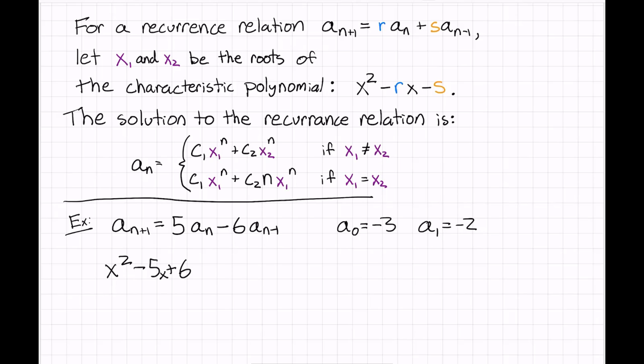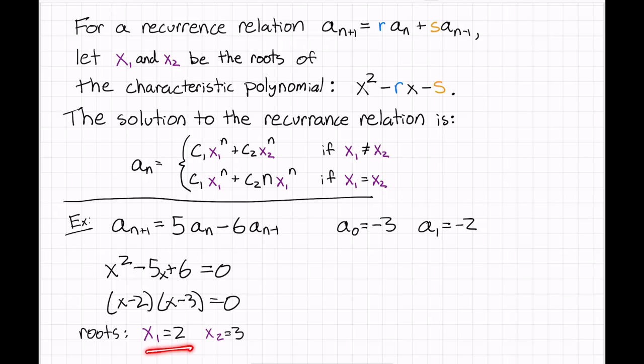We want to know its roots, so we want to set it equal to 0. This one is particularly easy in that we can factor it. If you can't factor it, you have to use the quadratic formula. This one just factors as x minus 2 times x minus 3. So the roots of this equation are 2 and 3, meaning that these are the numbers, 2 and 3, that plug into this form. So the closed form expression that we're looking for looks like this.